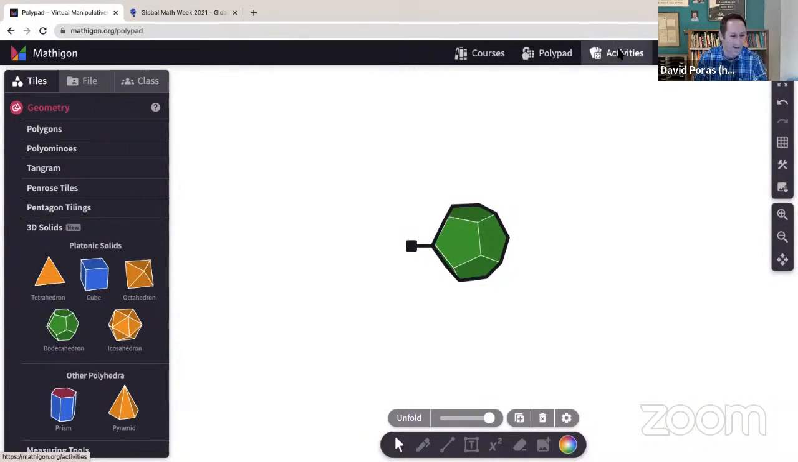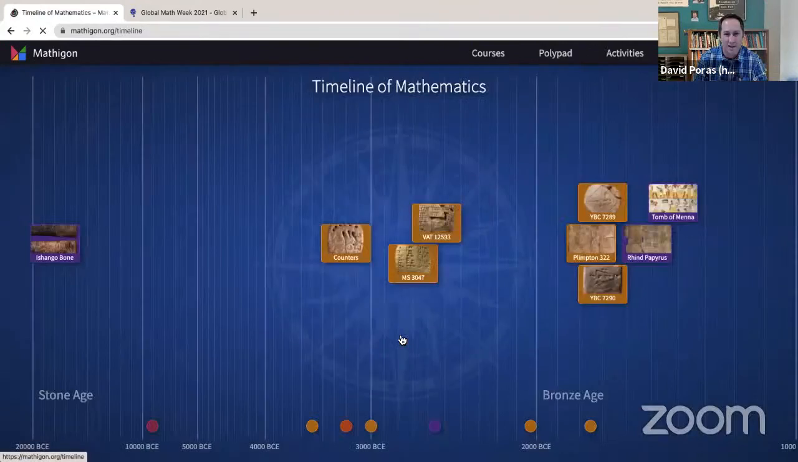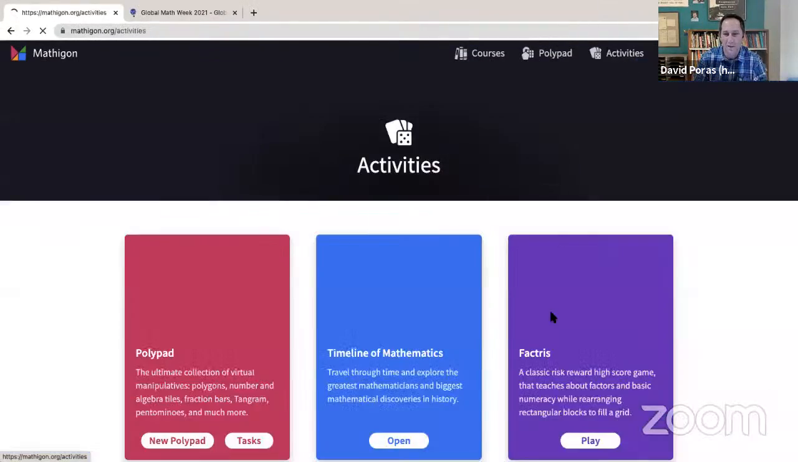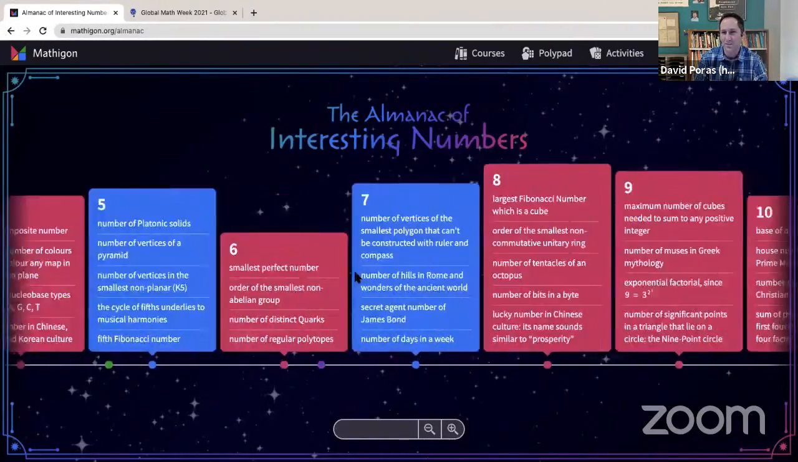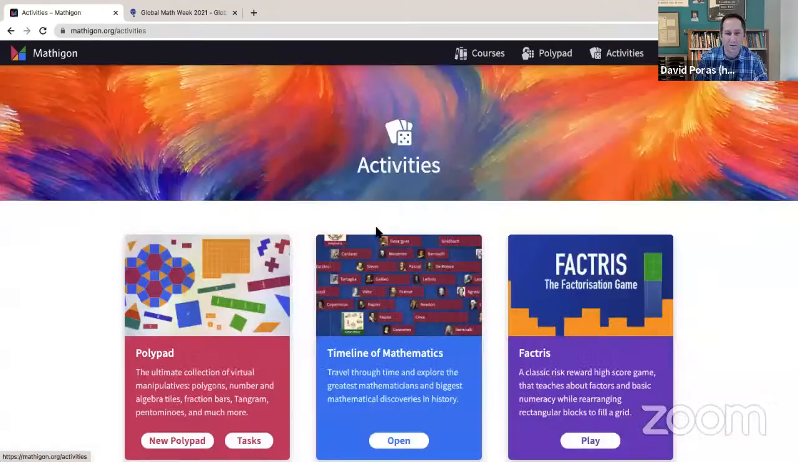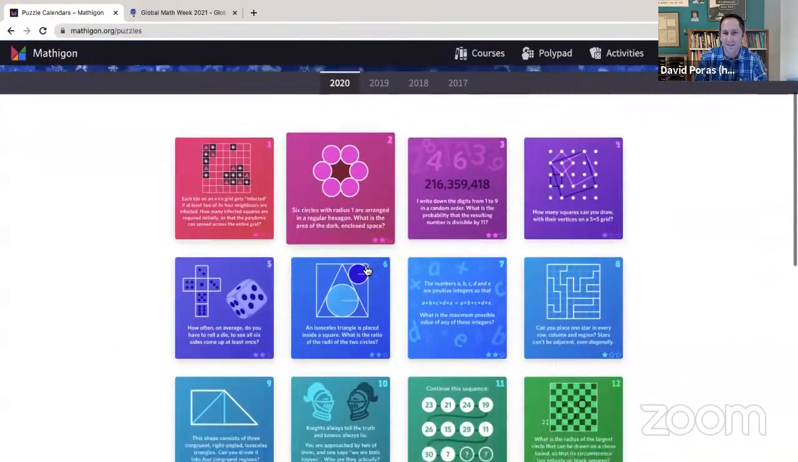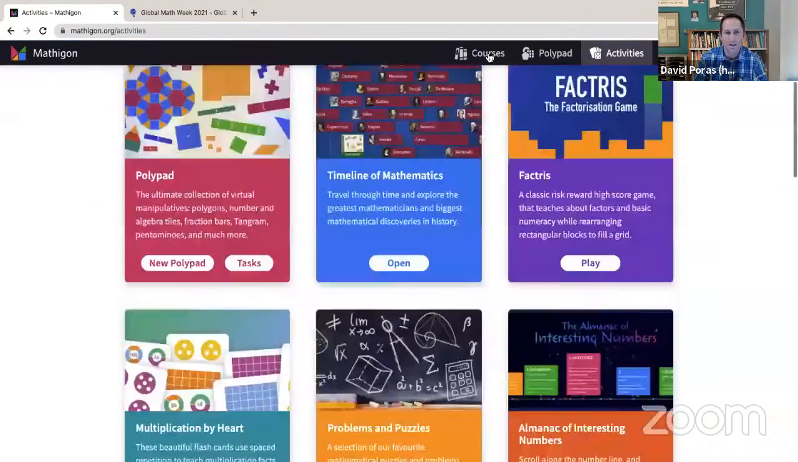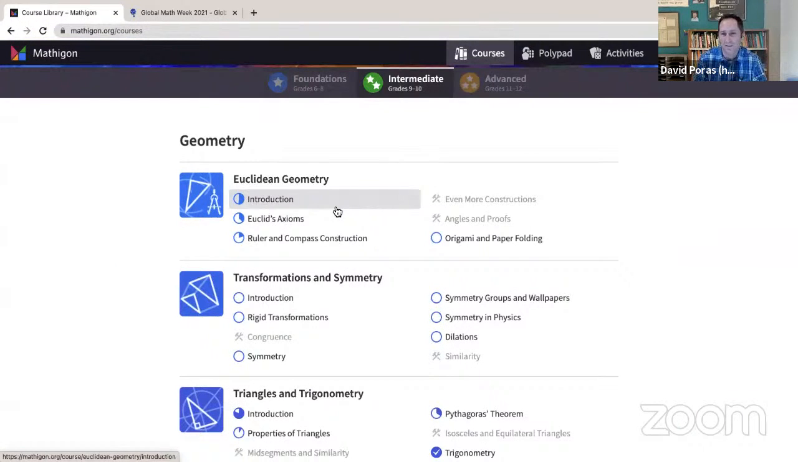You could go to activities. I'm going to leave this to explore a whole host of mathematical activities. There's a timeline of mathematics. There is an almanac of interesting numbers that is wonderful to explore. There are a whole host of problems and puzzles for the last 4 years and more activities that you could explore. And if you click on courses, you could do a deep dive into a mathematical topic of interest to you.